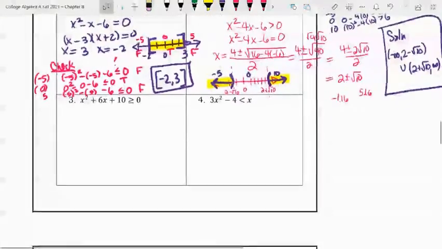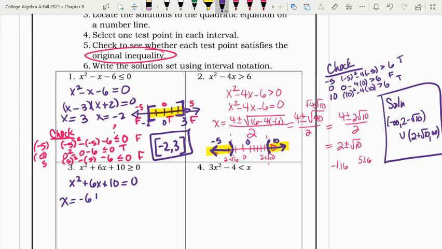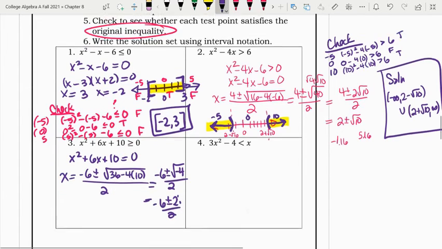A couple more examples here. So set it equal to 0 first. x squared plus 6x plus 10 equal to 0. Find your x-intercepts. So x equals negative 6 plus or minus the square root of 36 minus 4 times 10, over twice 1, 2. So negative 6 plus or minus the square root of negative 4 over 2. Negative 6 plus or minus 2i over 2. So no real solutions here.